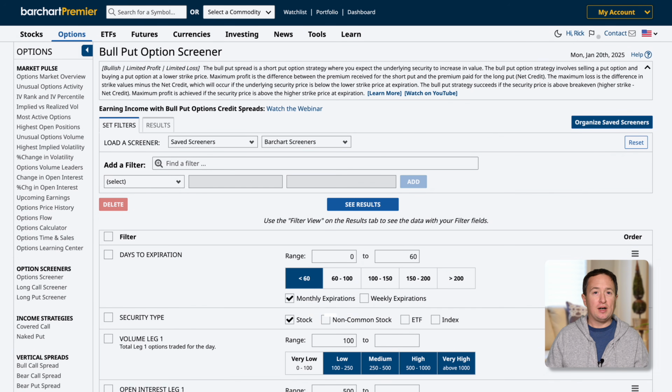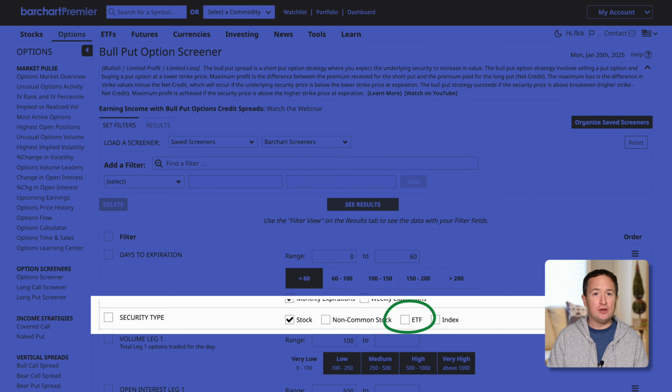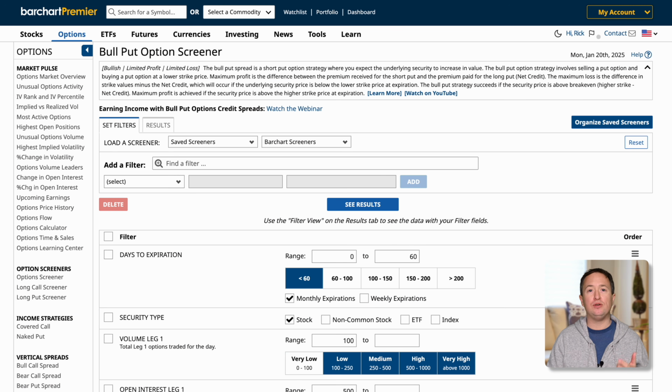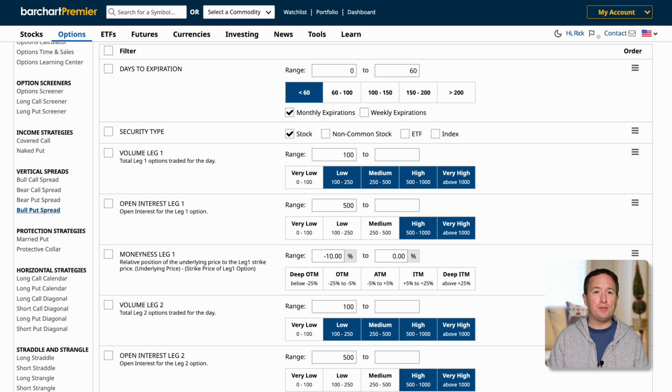You can have a look at the ETF for security types, and if you check this box, the results will include ETFs like SPY, QQQ, or IWM. For the purpose of this video, we're going to stick to stocks only, but you can change or click this if you need. Next, I'm going to head down to the bottom where we have OTM probability.